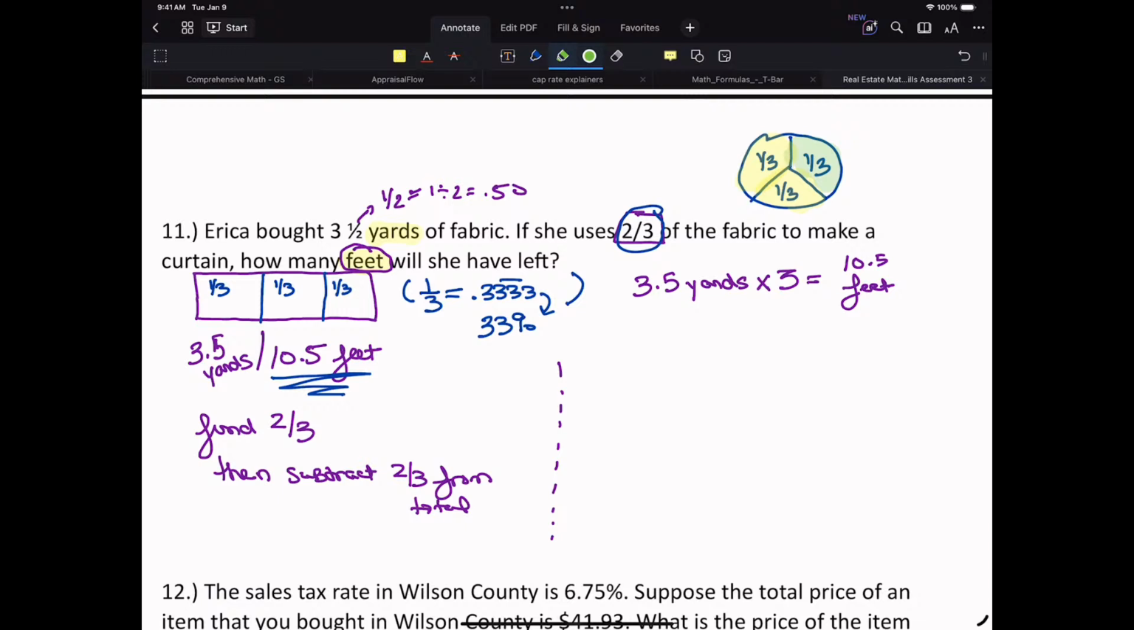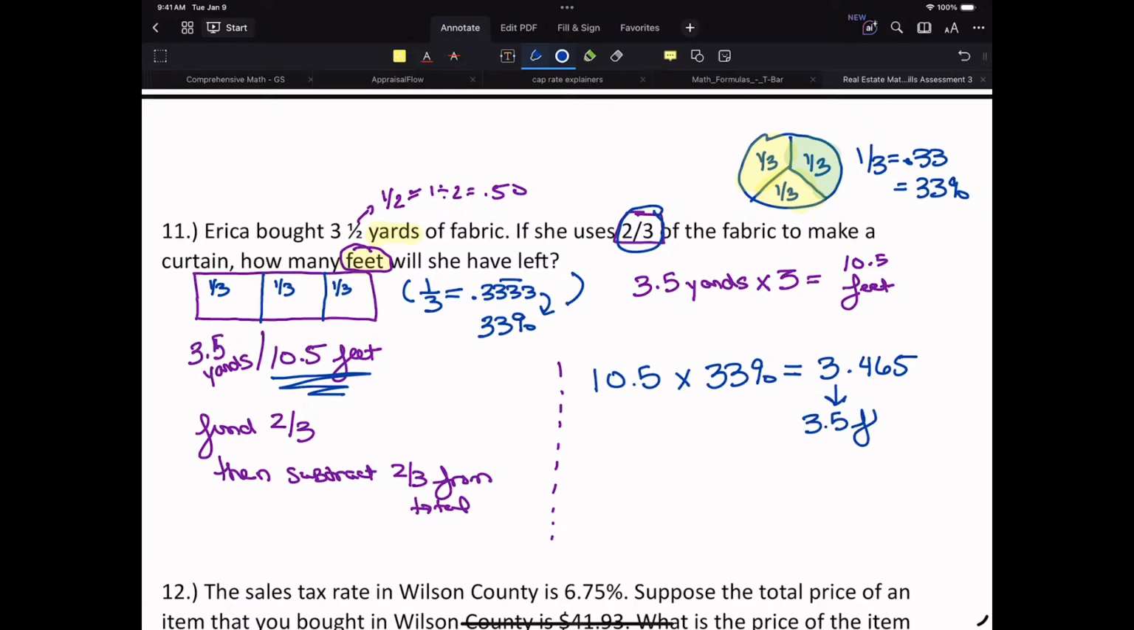It's okay to use some basics there. I could just find 1/3. 1/3 is equal to 0.33, which is equal to 33%. So why don't I just take 10.5 times 33%? And if I do that, I get 3.465, and so on, which I'm just going to go ahead and round. It's 3.5 feet left.